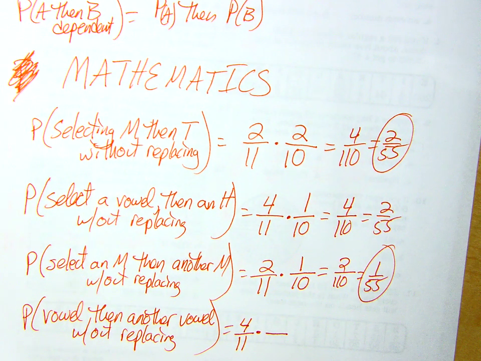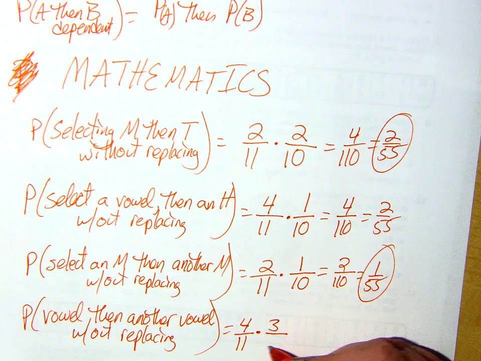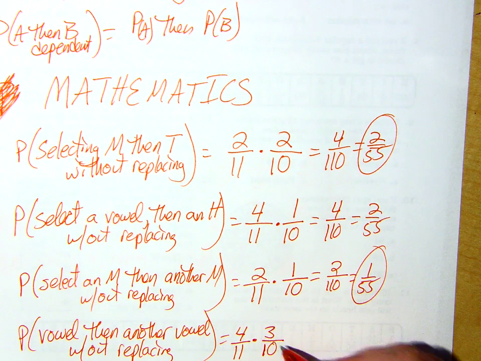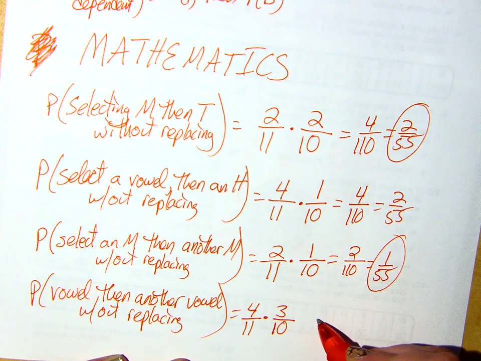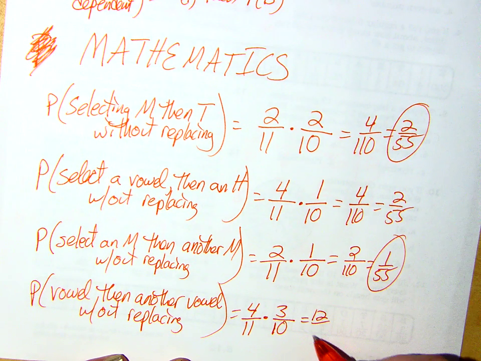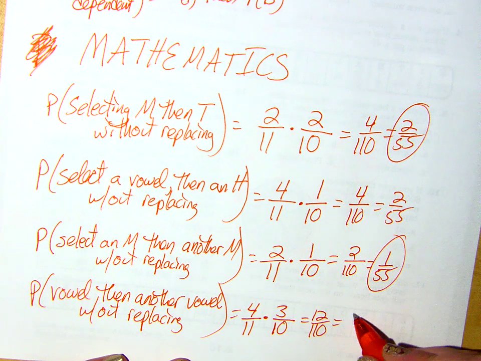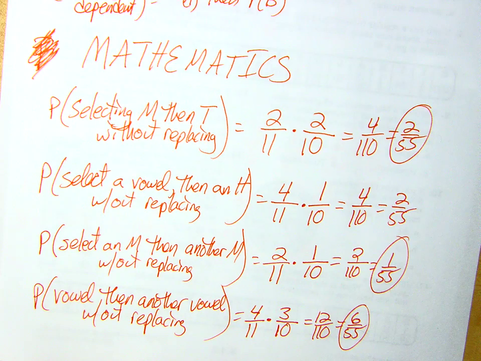Now I want to pick another vowel. Go ahead. 3 out of 10. Check your second fraction. Did you say 3 out of 10? So then did you multiply and get 12 out of 110? Which is, I agree, 6 out of 55.